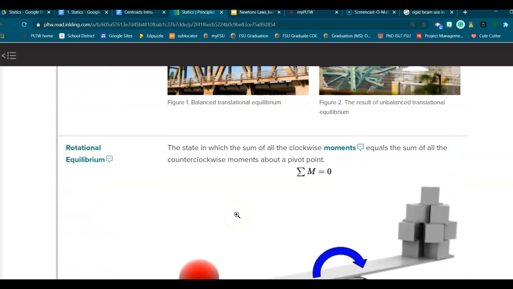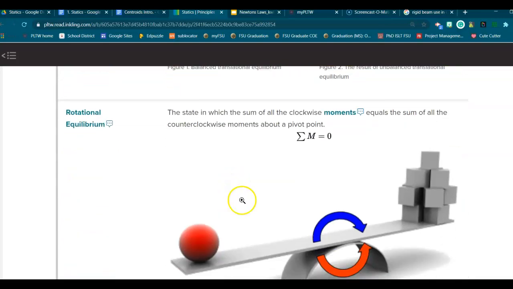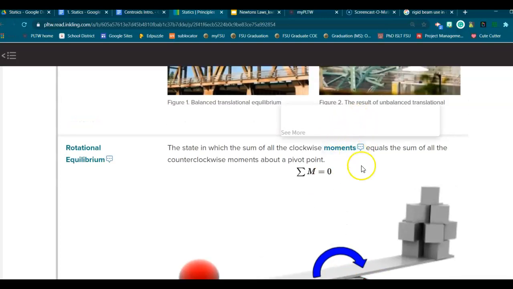For rotational equilibrium, here are the levers I was talking about. This is the state in which the sum of all the clockwise moments, so clockwise, that's blue, equals the sum of all the counterclockwise moments about a pivot point, that's the red. So let's remember what moments are. We haven't seen these since the beginning of the year.